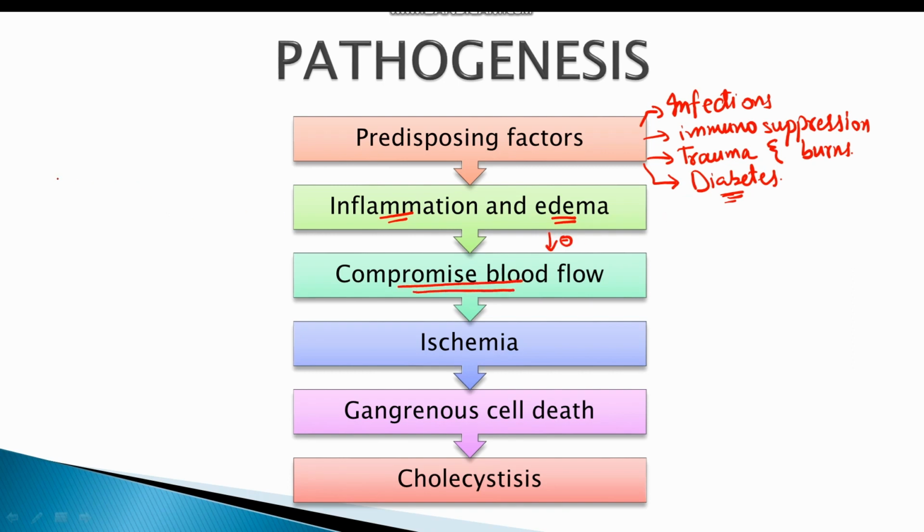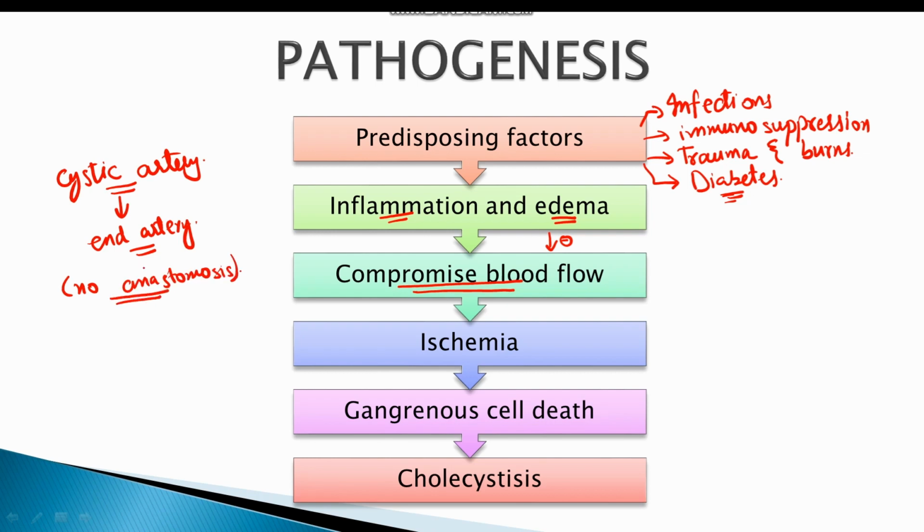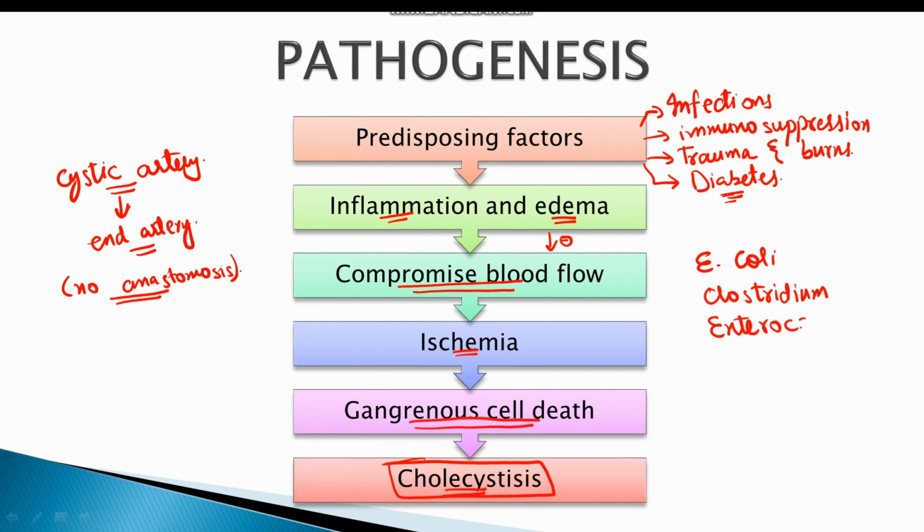One thing to remember here is that the gallbladder is supplied by the cystic artery. Cystic artery is an end artery, and end artery means that it has no anastomosis. So once the blood supply gets blocked from the cystic artery, there is no alternative pathway to supply the blood. So this compromise in the blood flow results in the ischemic injury, causing gangrenous cell death, ultimately leading to acalculous cholecystitis. The most common organisms involved in acalculous cholecystitis include E. coli, Clostridium, and Enterococci.